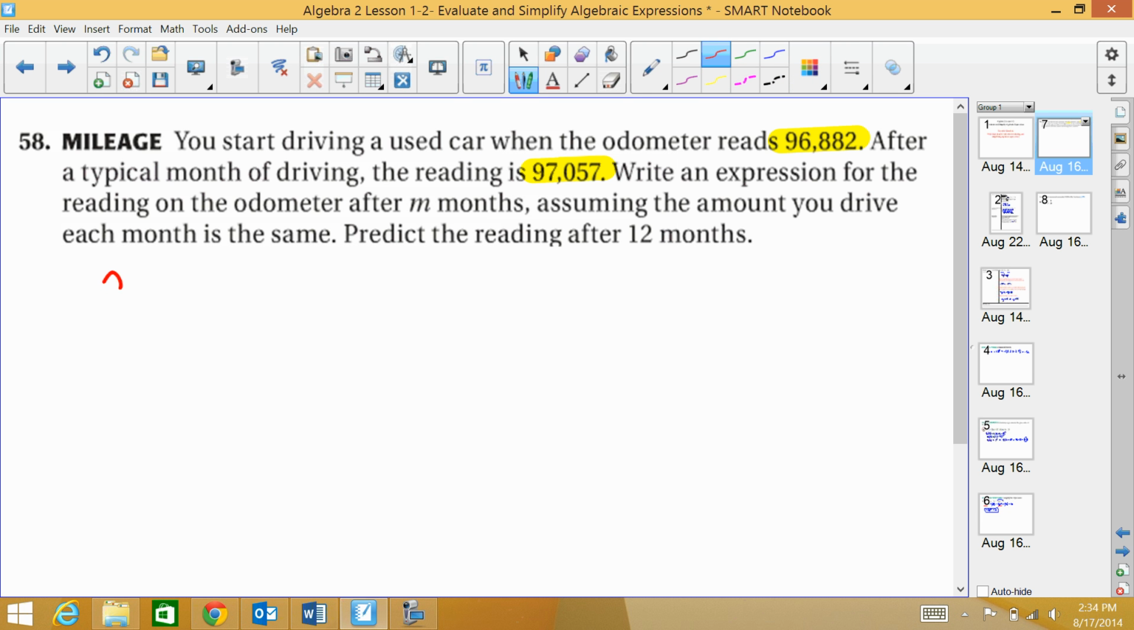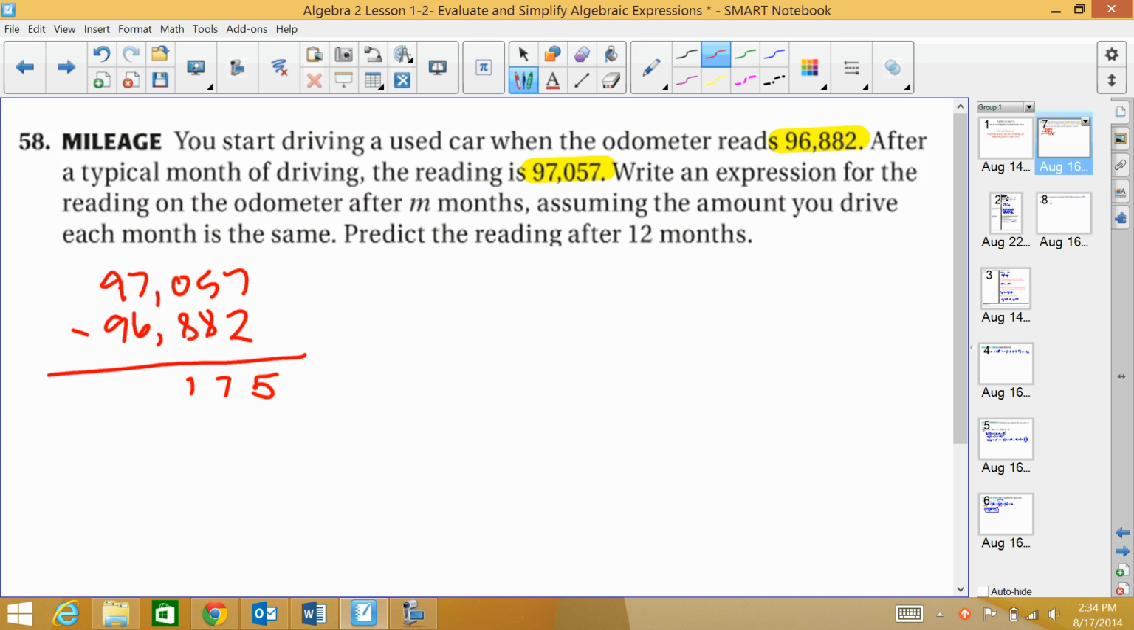So if I take 97,057 minus 96,882, I'm going to go ahead and subtract this. And so I have 97,057 minus 96,882 would be 175. You can double check your answer if you need to.